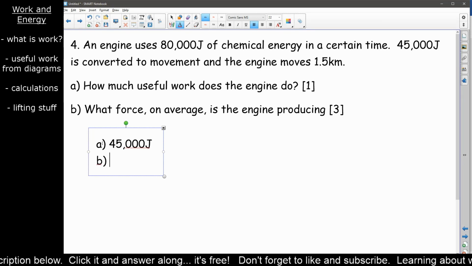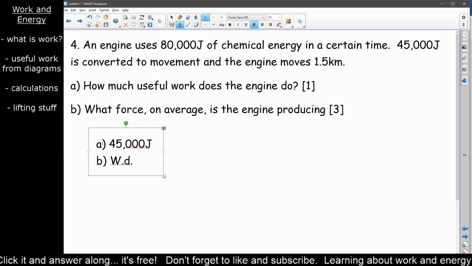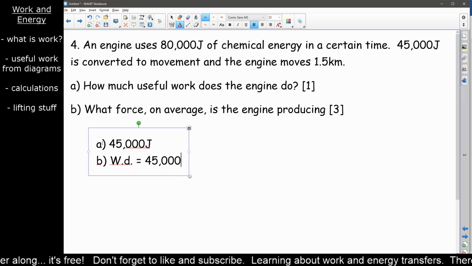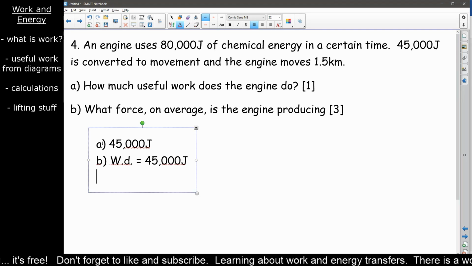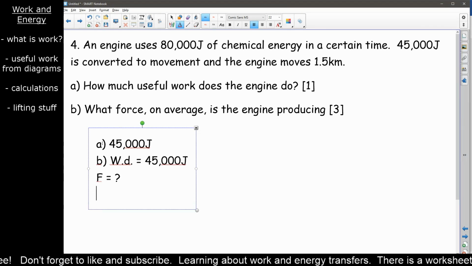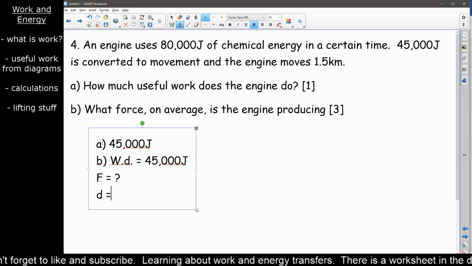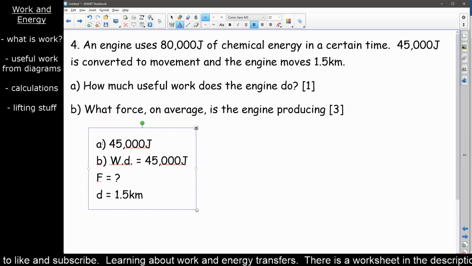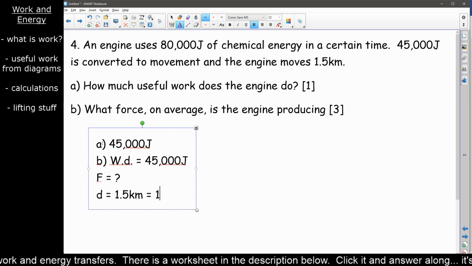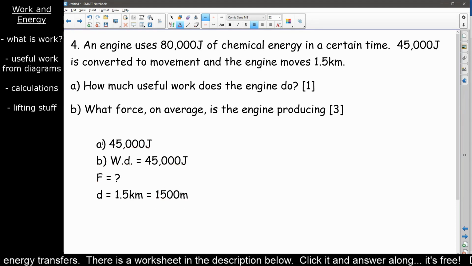Okay, B, what force on average is the engine producing? So again, what we have to do is work our way through it. So our useful work done, our useful energy transferred is 45,000 joules. We want to find the force, so that's unknown. And we know that this thing travels a distance equal to 1.5 kilometers. And alarm bells go off in my head because I know the distance is not in meters here, so I need to convert that. When you see the word kilo, you just read the word thousand, so that's 1.5 thousand meters, which is 1,500 meters.